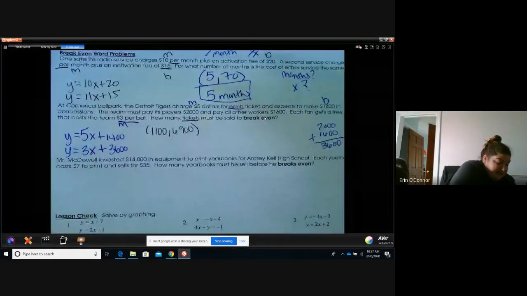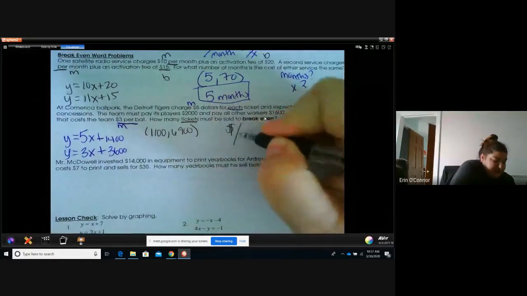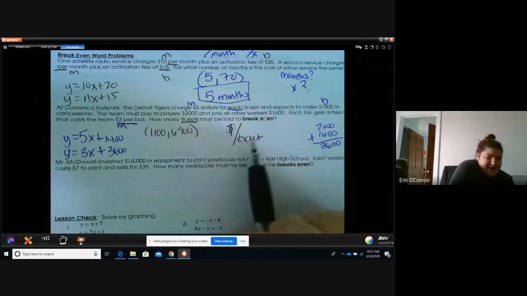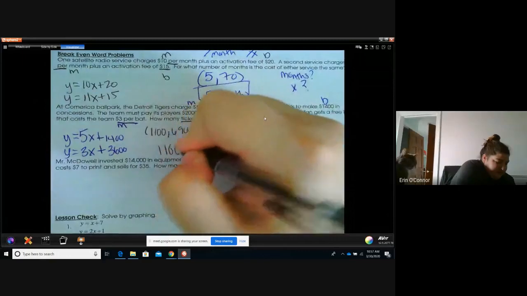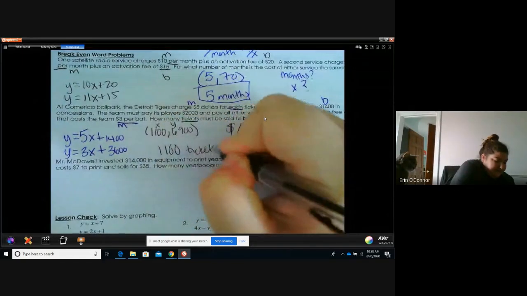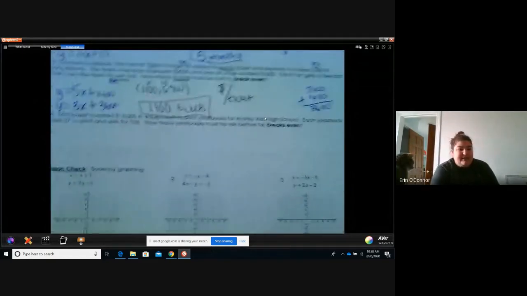Now, tickets are up here, and it's money per ticket. So y over x, so x is your tickets. So it's 1,100, because this is x, y. 1,100 tickets. Nice, one more problem. We got this, guys.